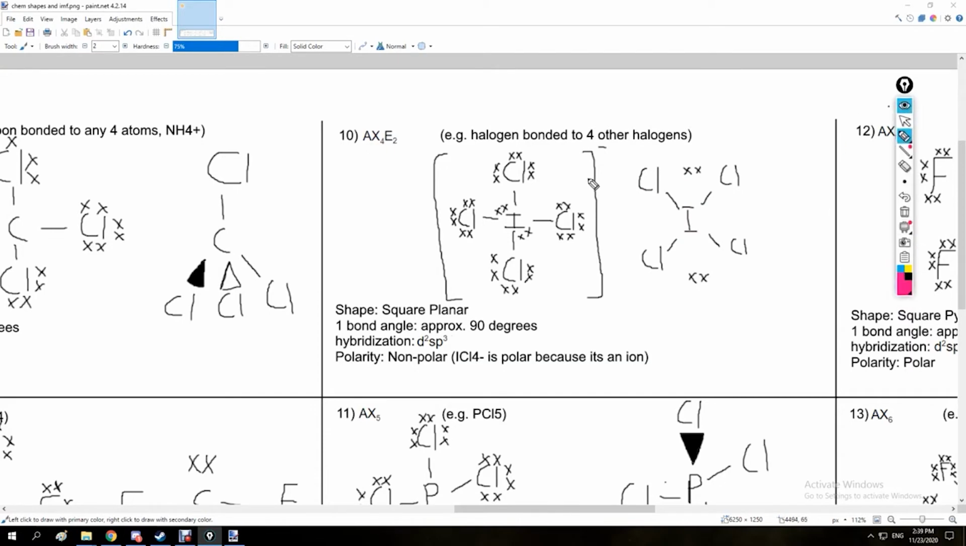Next shape is going to be AX5, an example being PCl5.